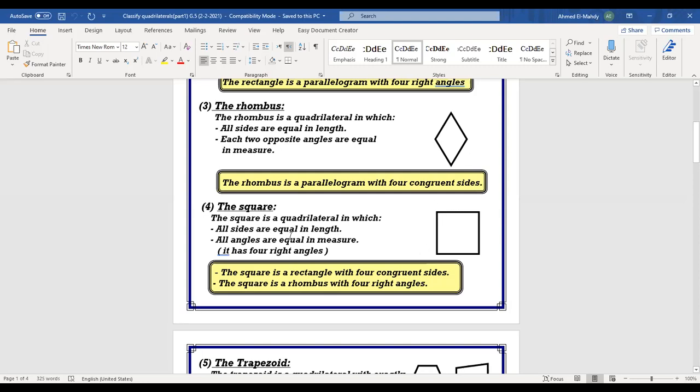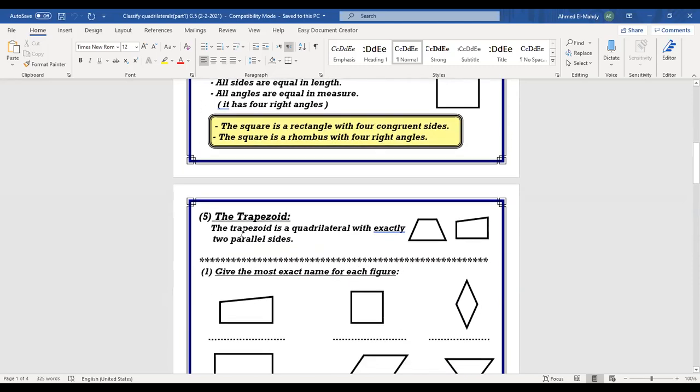The square is a quadrilateral in which all its sides are equal in length, the four sides are equal, and all its angles are equal in measure because it has four right angles. For that, the square is like the rectangle, but it has four congruent or equal sides, and the square is also like the rhombus, but it has four right angles. This is the trapezoid. We said the trapezoid is a quadrilateral with exactly two parallel sides. It has only two parallel sides.